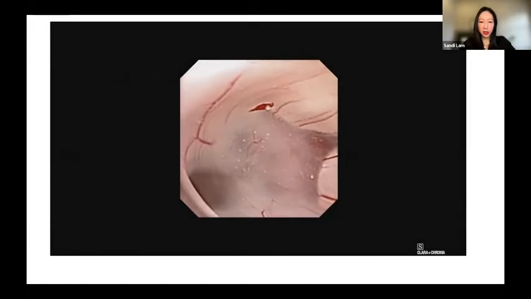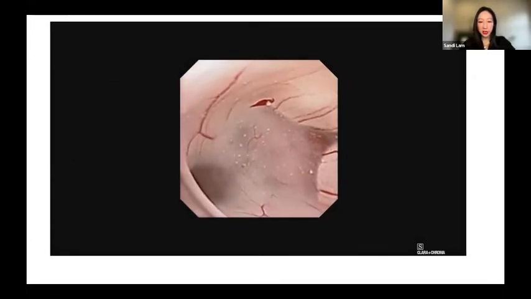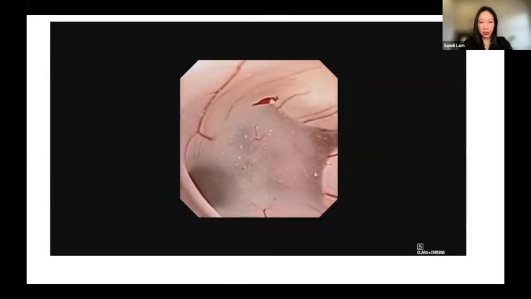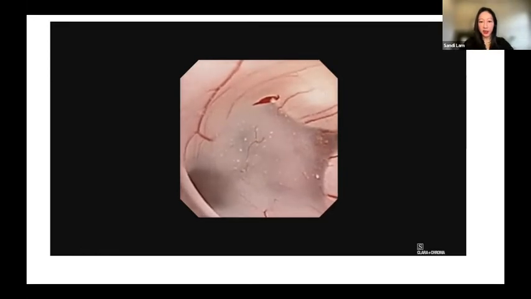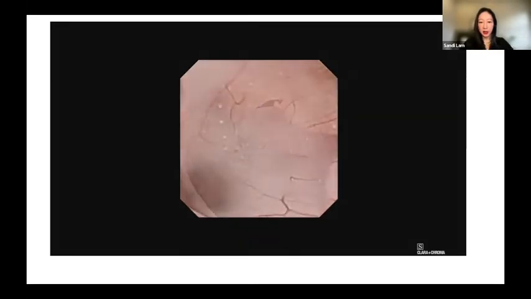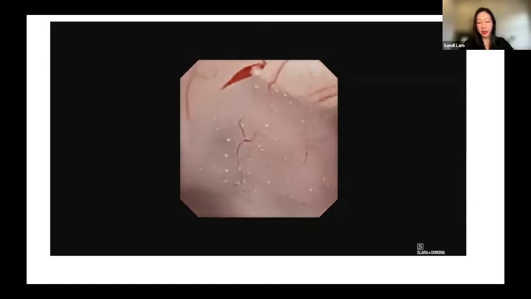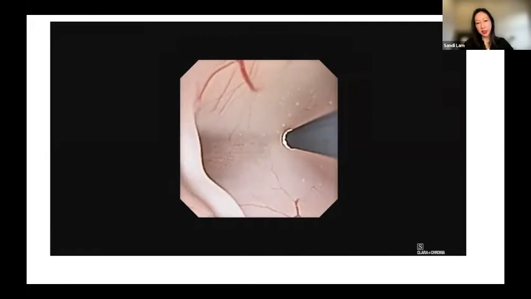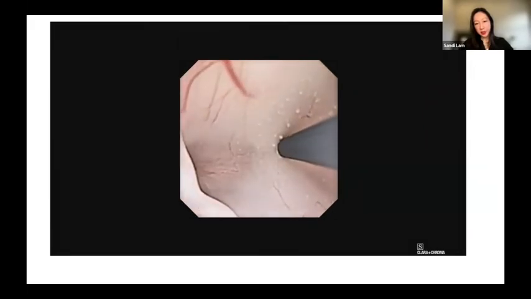I'll show a brief video of this. So if you're looking at this, this is the floor of the third ventricle, and then you can perforate that, and then you'll see another kind of familiar technique where you expand that with the Fogarty catheter and the Fogarty balloon.